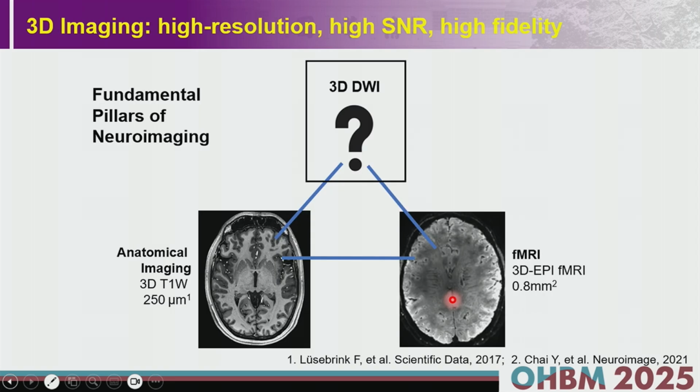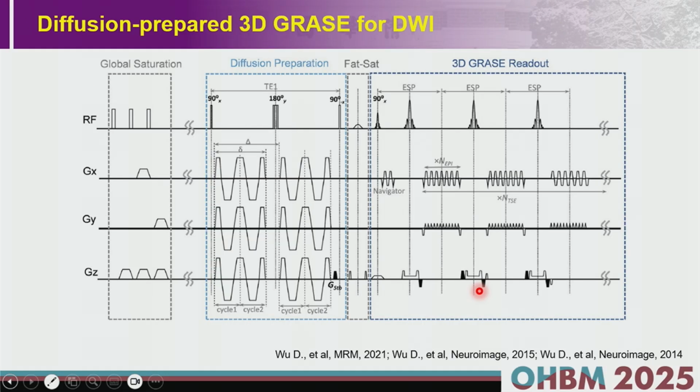Then the question is, can we do 3D diffusion imaging? If this is feasible, then the fundamental pillars of neuroimaging can all be conducted by 3D imaging, right? Then the fidelity is higher, accuracy is higher, right? Save a lot of problems. Researchers have been trying along this direction for quite some time.